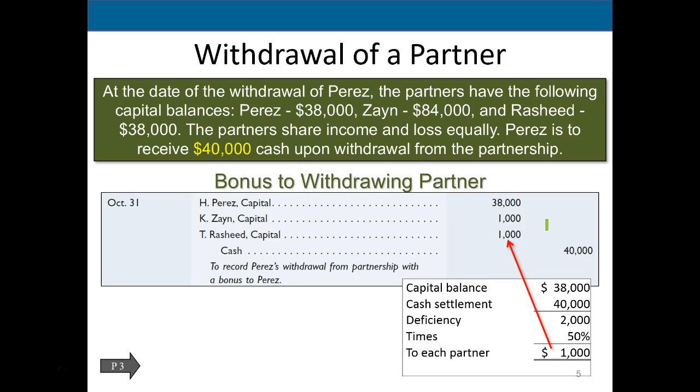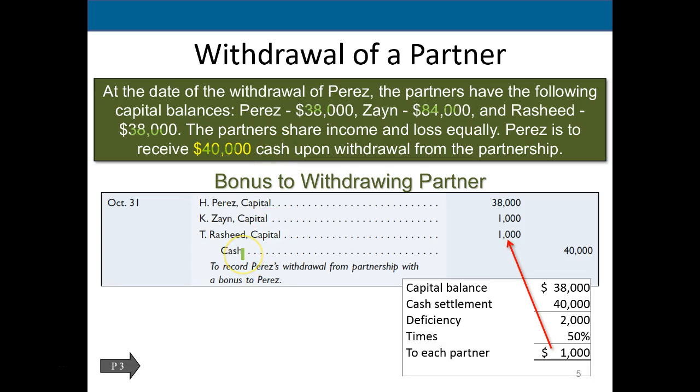Next scenario: at the date of the following withdrawal, Perez, the partners have the following capital balances. So now Perez still has the 38, and Zane the 84, and Rashid 38. The partners share income and loss equally. Perez is now getting $40,000, however, and therefore Perez is getting more than the amount in the capital account. And we'll have the same type of transaction.